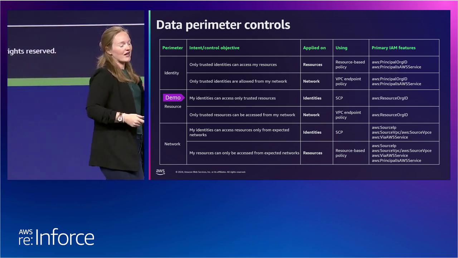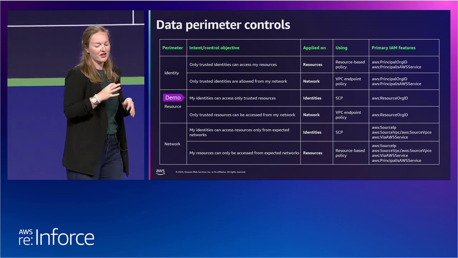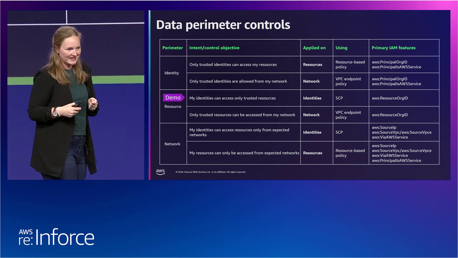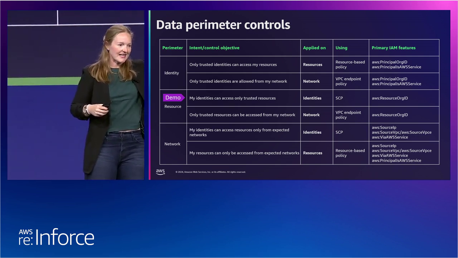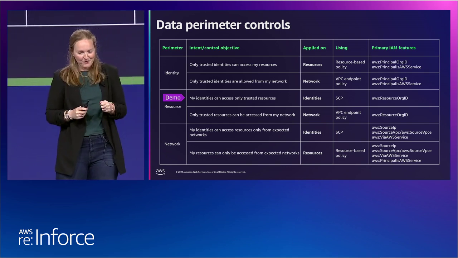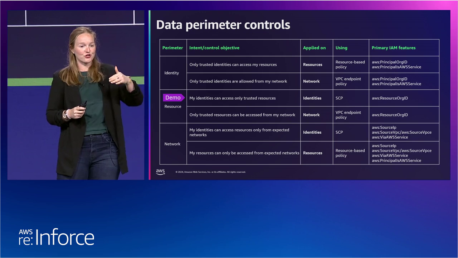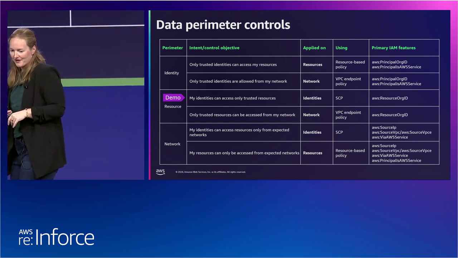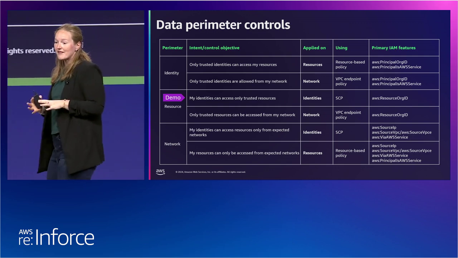And then finally, you have your network perimeter. And you're going to talk about always expected networks. Access is coming through expected networks. So you got to go hit up your identities and your resources and say, always expected networks. For identities, you'll use a service control policy. And for resources, you'll use the resource-based policies. All right, so I'm going to demo one of these today.